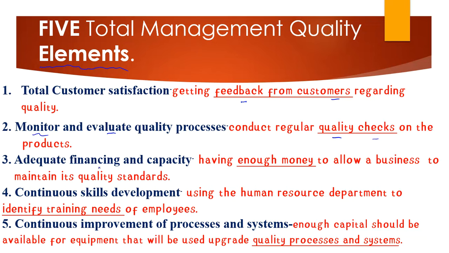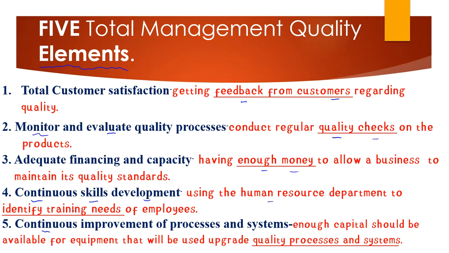Number 3, adequate financing and capacity. Remember, financing has to do with money. So here we need to have enough money to make sure that we can maintain the quality standards. All right, number 4. Number 4 and number 5 both have the word continuous. But for number 4, it's the continued skills development. We want to continue to develop the skills of the worker. So we can do this by using the human resource department to identify the training needs of employees. So what are the training needs of our employees?